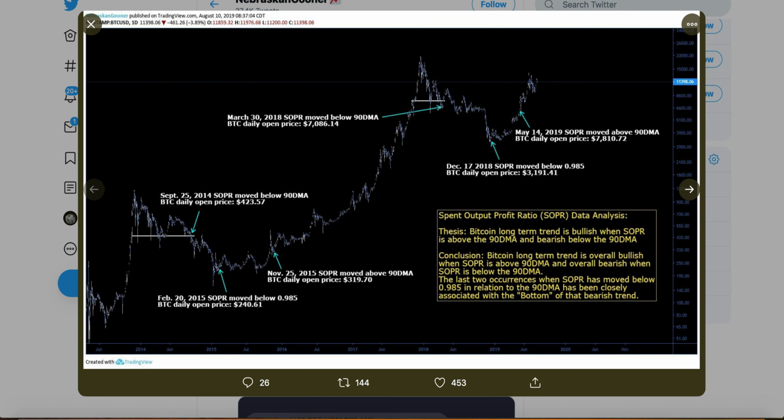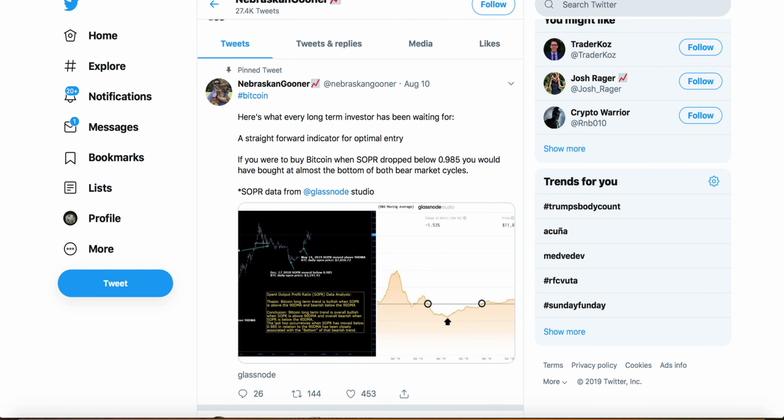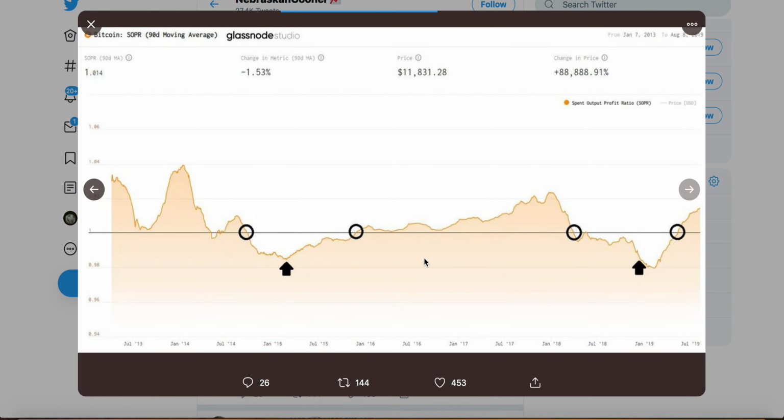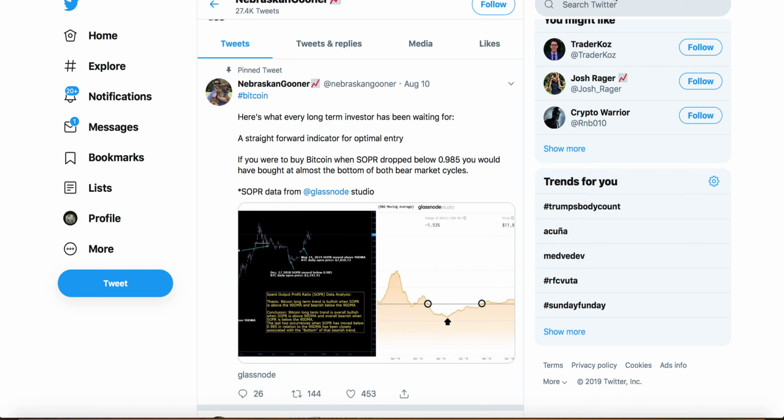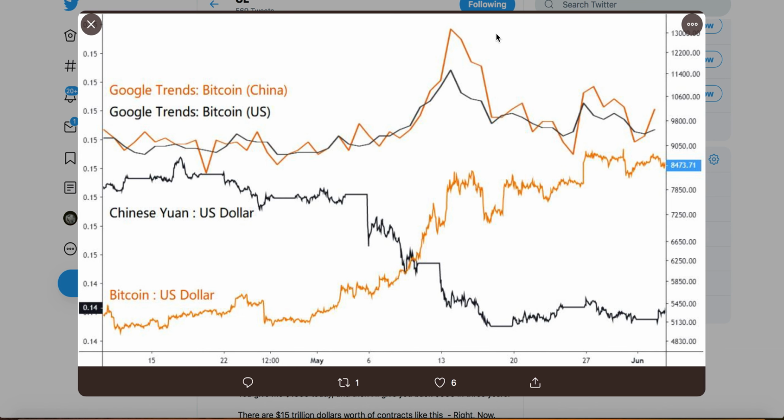So this is a pretty interesting indicator. I talked about the SOPR probably a few months ago. So you can see here there's a certain point, the 0.985 in here, and this is a good time to buy. Actually, you are buying almost at the very bottom of the bear market. And the next stop, this is from CL.